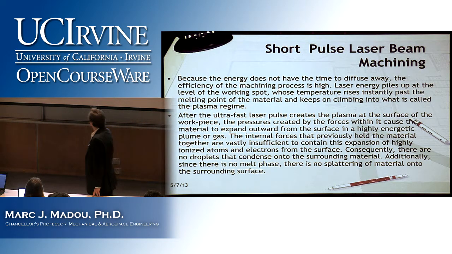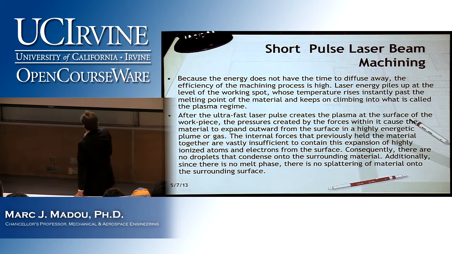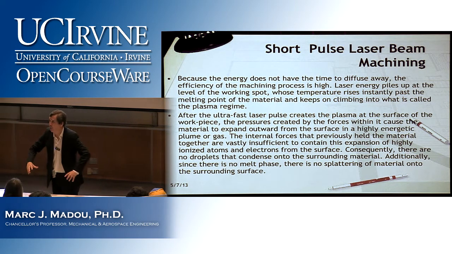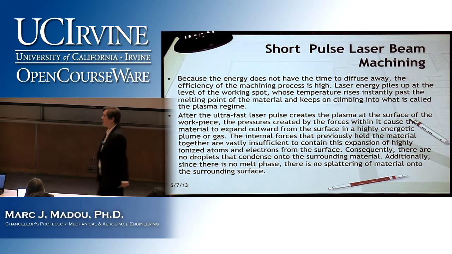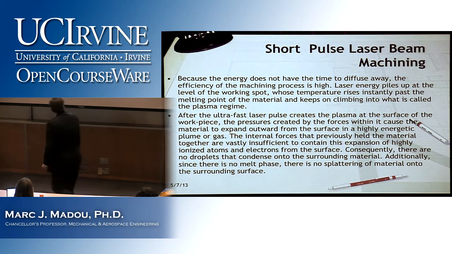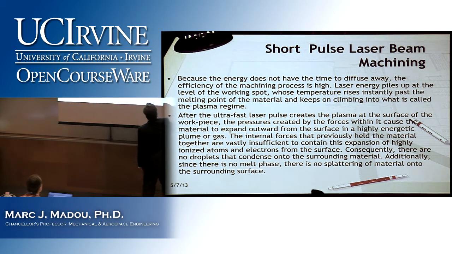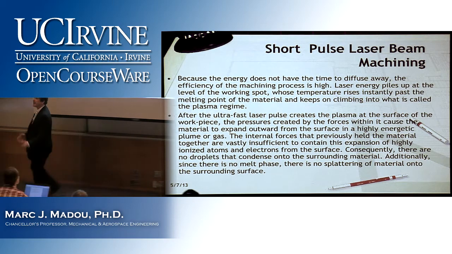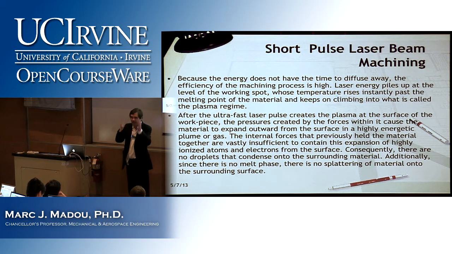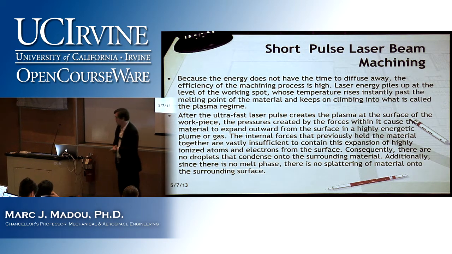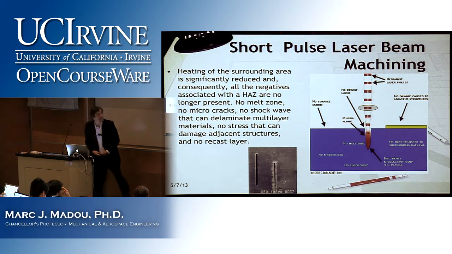That's pretty amazing, no? So after the ultra-fast laser pulse creates the plasma at the surface of the workpiece, the pressures created by the forces within it cause the material to basically expand, explode, because you have created a gas. So if you create a hole here, the gases just pile out of it, or are pressurized out of it. So there is no melt phase, there is no splattering of material onto the surrounding material. So you can imagine that once femtosecond laser came in vogue, suddenly the perspective of using that as a manufacturing tool dramatically improved.